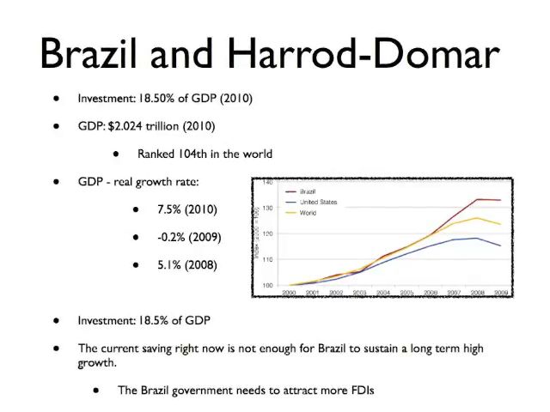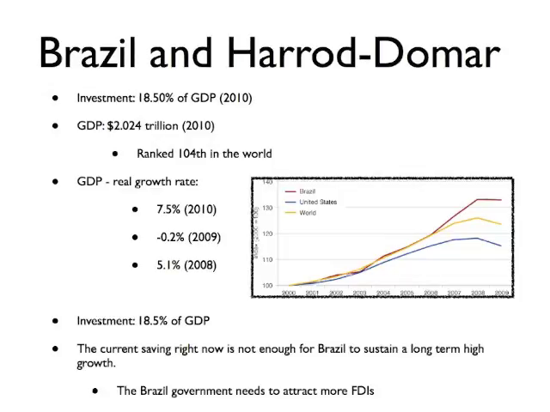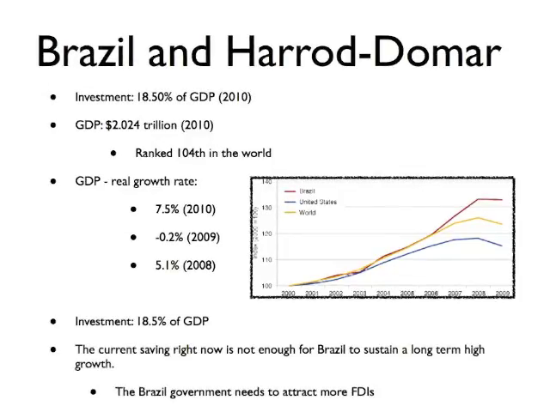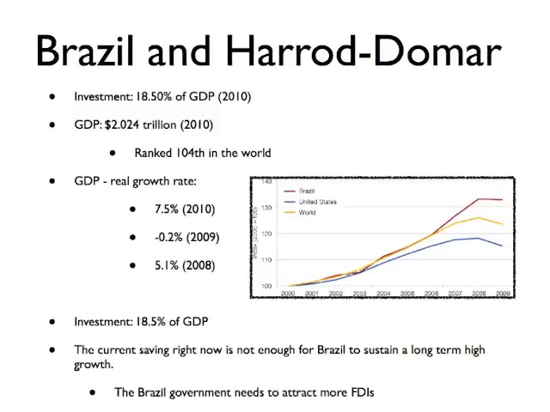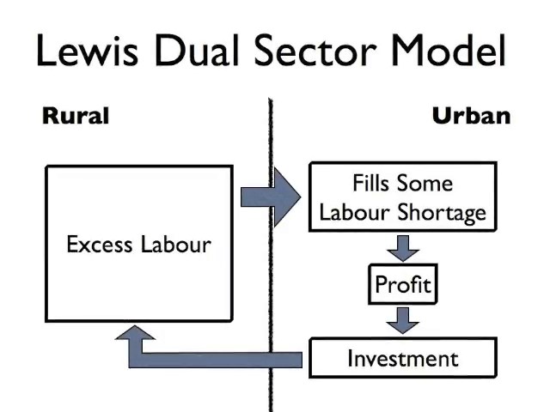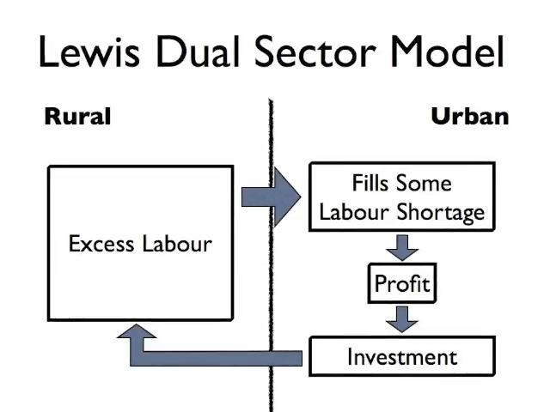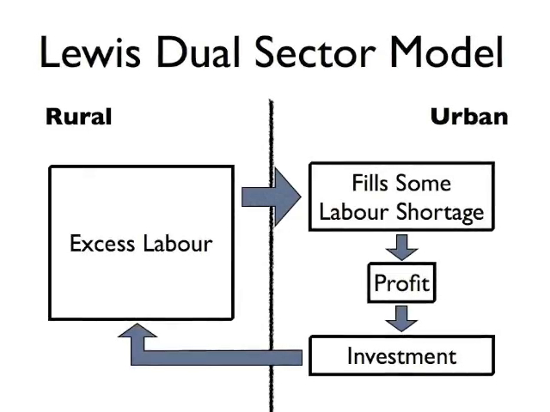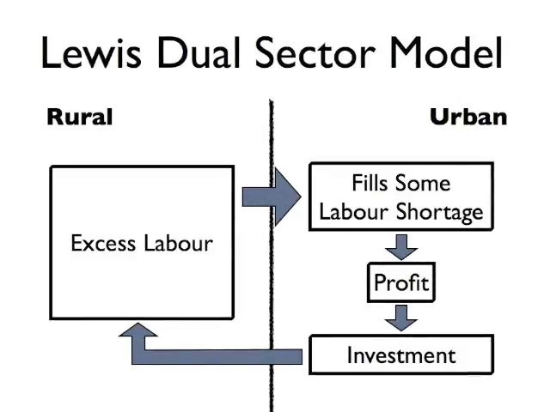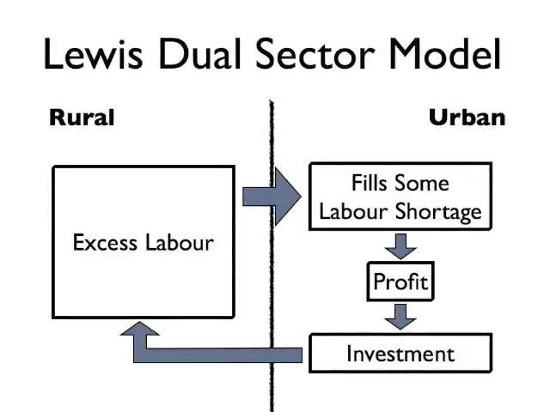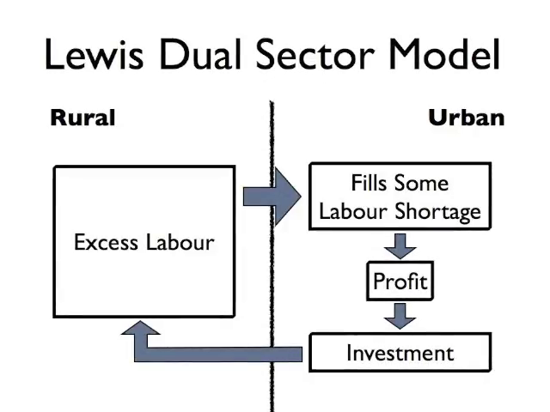Despite the 18.5% investment, many investors hesitate to go into Brazil because of the unfriendly environment for business and the lack of trade treaties with other countries. The Lewis dual sector model, or structural transformation, focuses on the movement of labor from rural areas to urban areas. This model is based on how the rural areas have a lot of excess labor, and even if much of it is moved to the urban areas, it would not impact the production of agricultural goods.